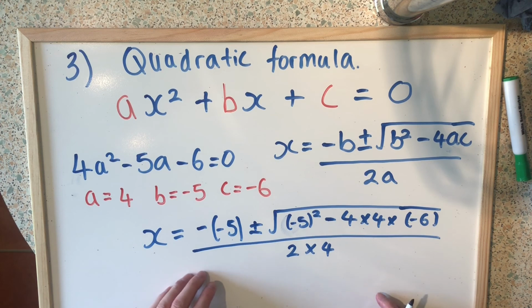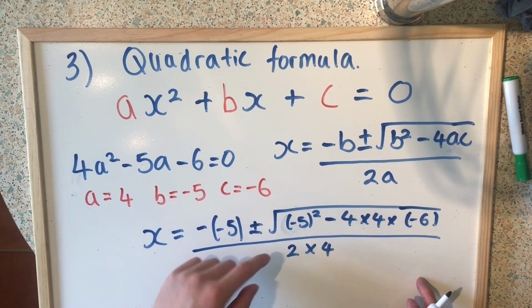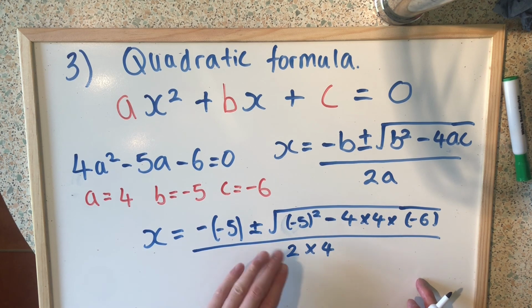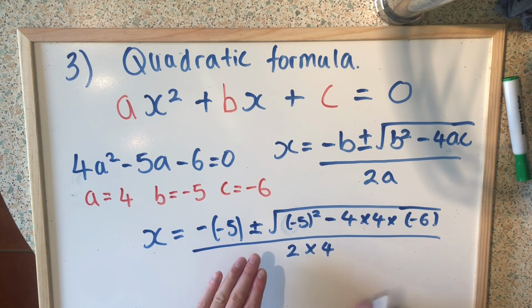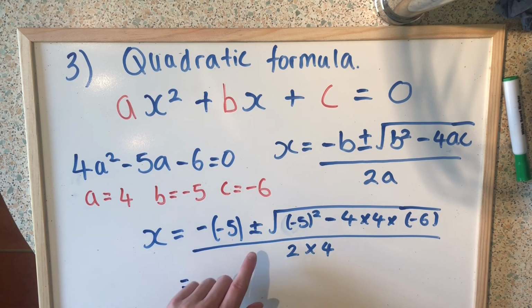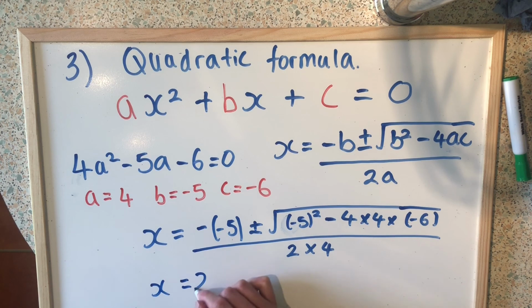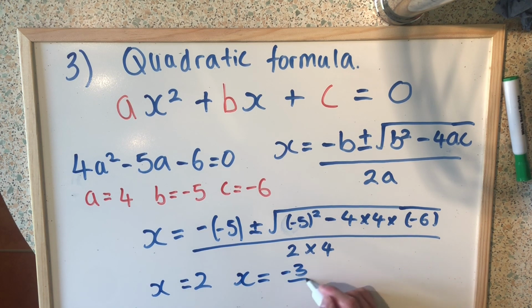So then you put this into your calculator, but you can't put plus and minus together, so you've got to do it separately. So put plus first and then do the minus after to get two different answers. If I do plus first, I'll get x is equal to 2. Then if I do the minus, I'll get x is equal to minus 3/4.